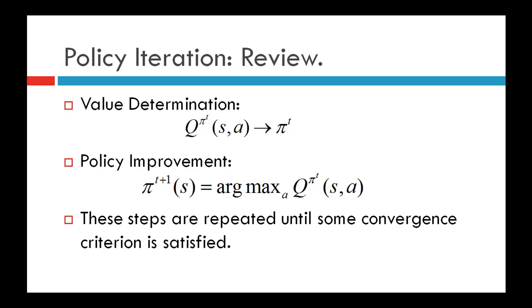At this step, the policy improvement step makes the next policy pi t plus 1 greedy with respect to the state action value function of policy pi t. What this means is that for each state, the policy improvement step will assign the action that will give the maximum reward in that state. So the policy pi t plus 1 is greedy with respect to the state action value function of the previous policy. By repeating these two steps, that is the value determination step and the policy improvement step, the policy iteration algorithm identifies the optimal policy for a given MDP or a given domain. These steps are repeated until some convergence criterion is satisfied.